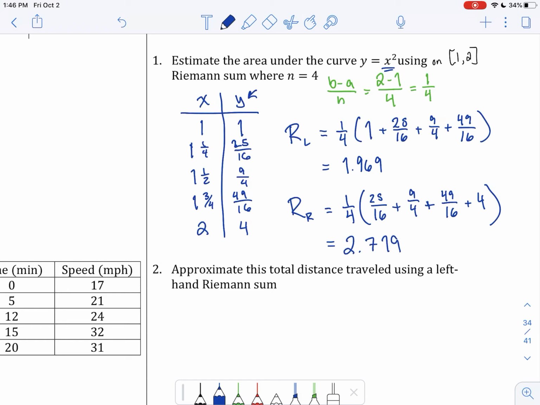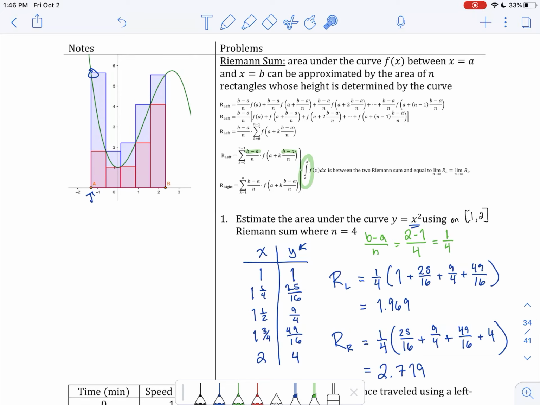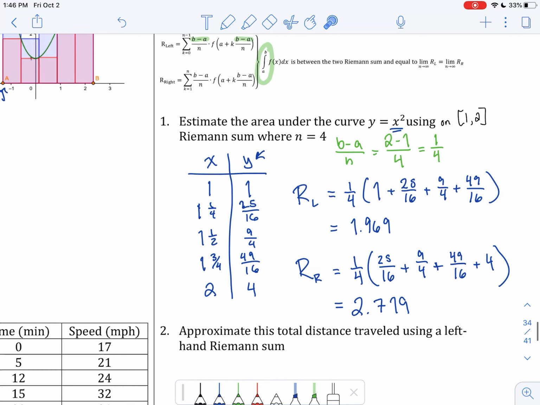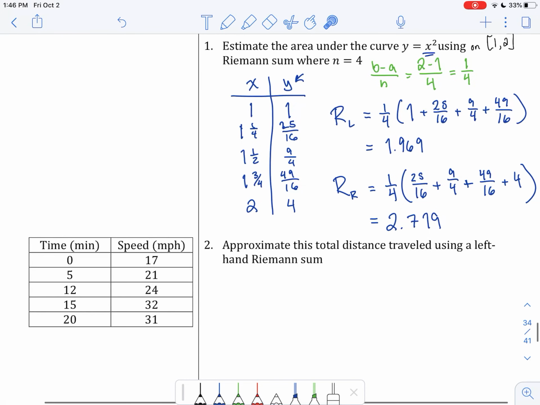2.719. Now, one thing that's super helpful here is you might get asked, okay, well, estimate what the integral is going to be. Well, we know that the integral, the actual value, is in between the right and left. So as you can see here, we have an overestimate with the blue and an underestimate with the red. So in this case, the integral is going to be in between 1.969 and 2.719.